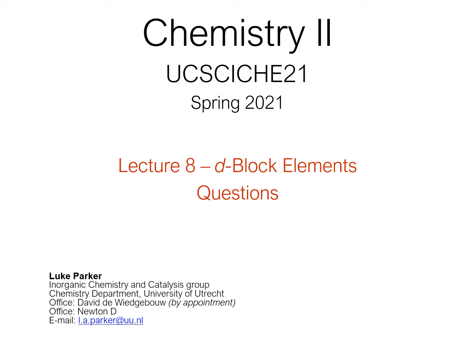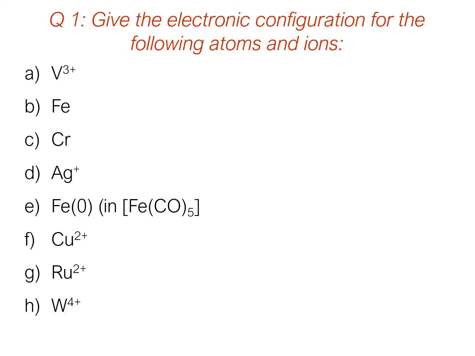Hey everyone, and welcome to this video on the worked answers for the questions of lecture 8, and this is the first set of questions for the D block elements, which was questions 1, 2, 4 and 5. So question 1, we're looking at the electronic configuration of some D block atoms and ions.